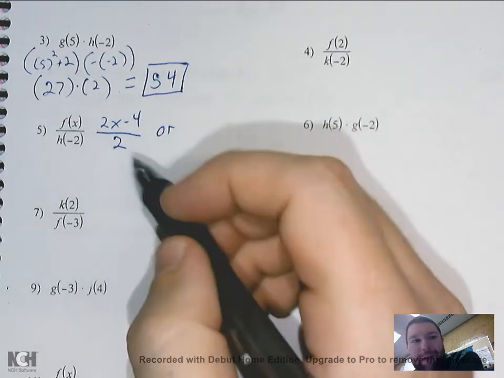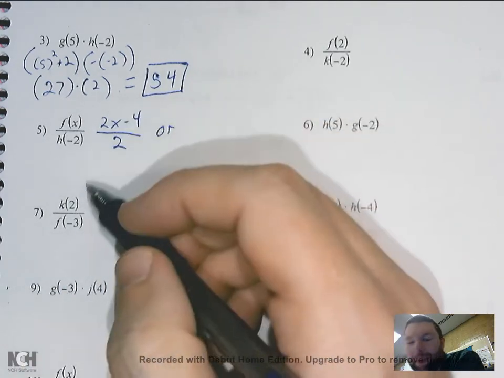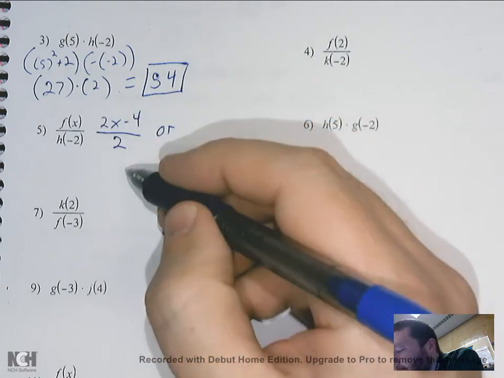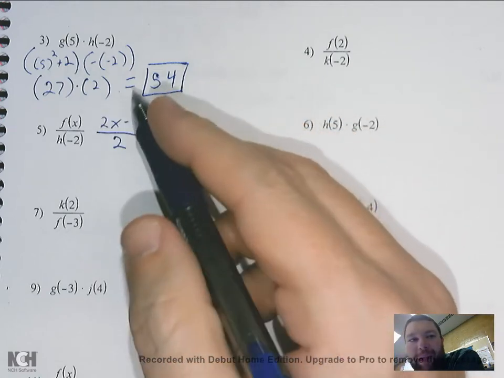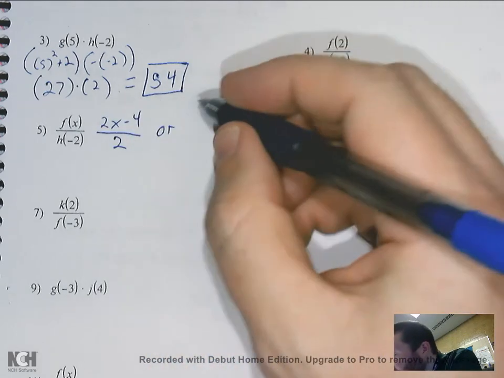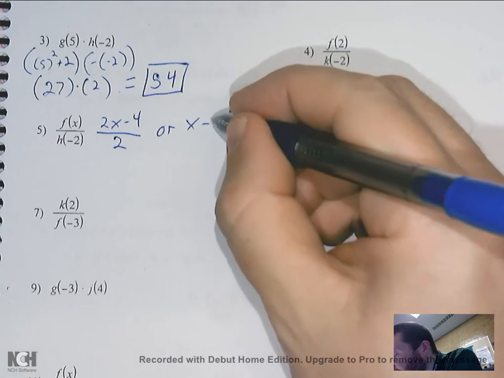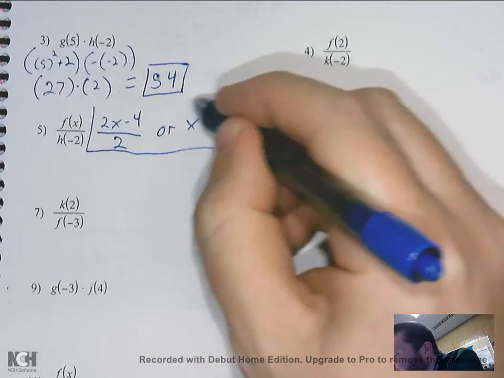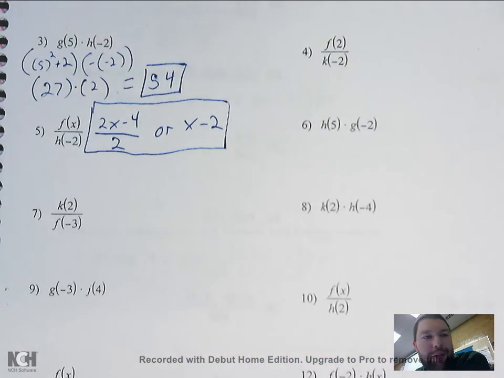That can be an answer. Or if it does divide evenly to each term, because this 2 is dividing both terms, right? If it divides evenly to both terms, you can simplify it. So the 2's would cancel out there, and 4 divided by 2 would be 2. So you could also write it as x minus 2. Either of those answers are acceptable. I will take either answer for this unit. Okay?